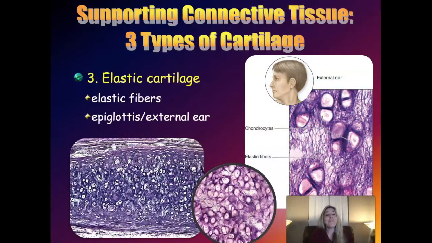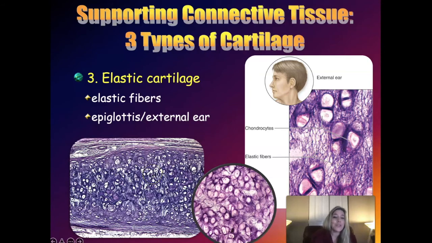Now, the third type of cartilage is called elastic cartilage. And this one's pretty easy to keep track of. Number one, it looks very different from the hyaline and from the fibrocartilage. You can see the lacunae are all packed together here. And they have these elastic fibers.